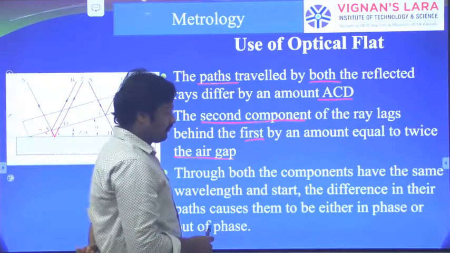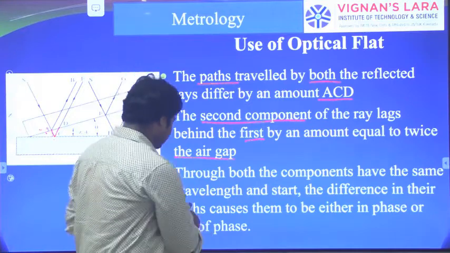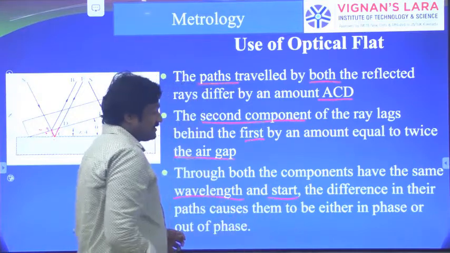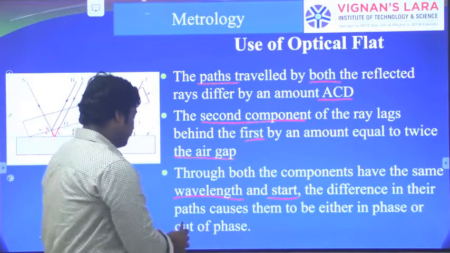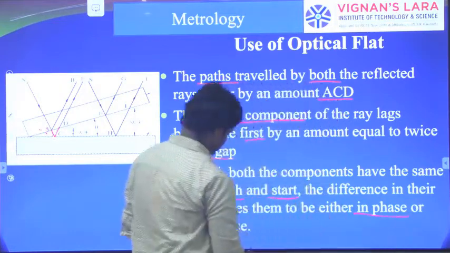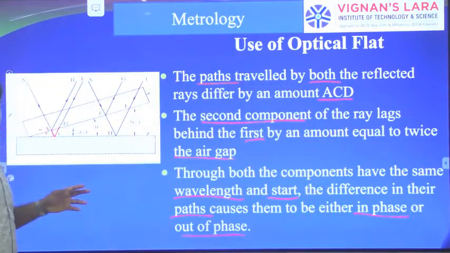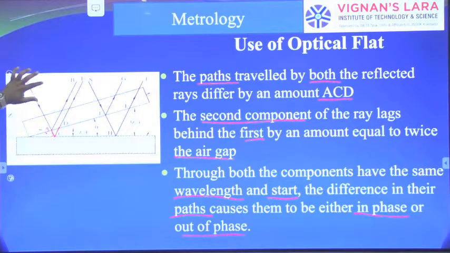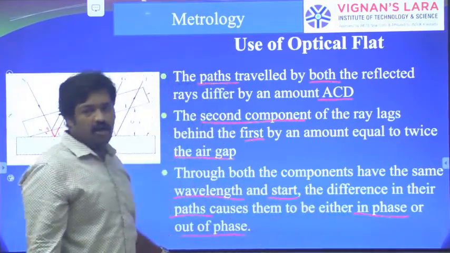Though both the components have the same wavelength and same start, the difference in their path causes them to be either in phase or out of phase. This is important. Both light rays have the same wavelength and start at the same point, but at the end it depends upon the paths. They might be either in phase or out of phase.